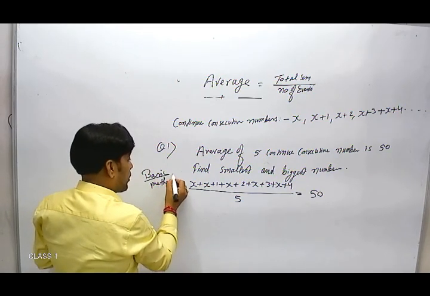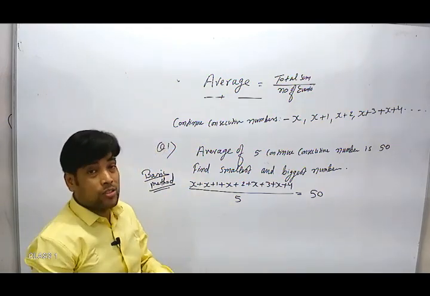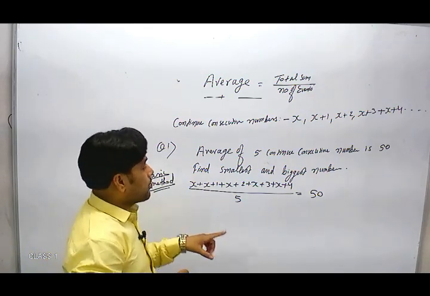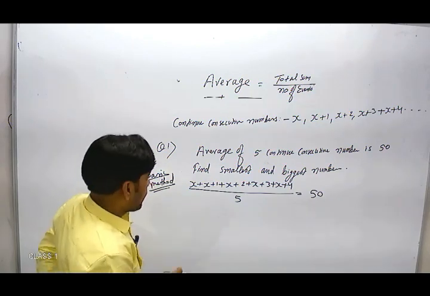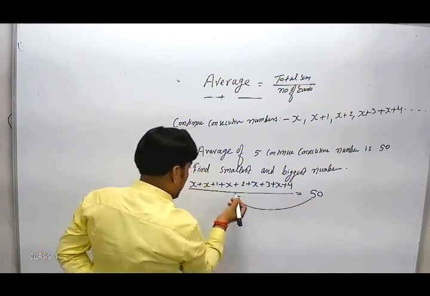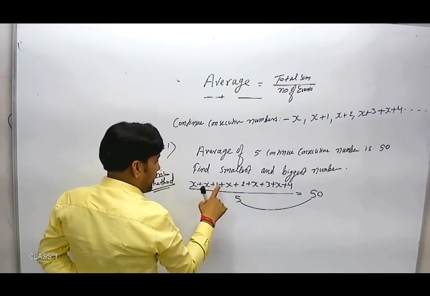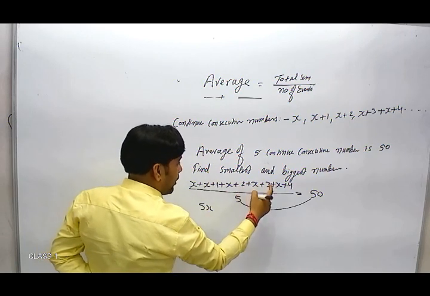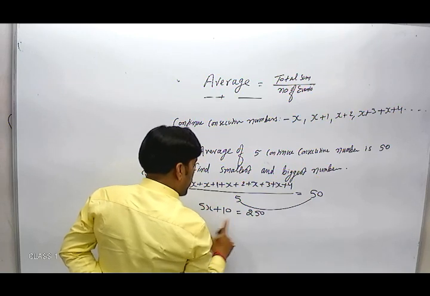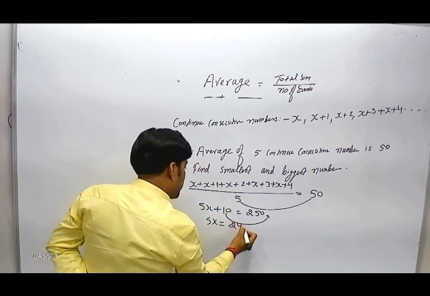You will take more time to do this, like more than 2 minutes maybe. When the calculation is good, then you can do it within 1 to 2 minutes. When your calculation is bad, then you have to take more time, more than 2 minutes. So let's see, first multiply with this and add all the x, 5x. Without x we have to add 1, 2, 3, 4, plus 10 equals 5 into 50. It means 250. Now very simple, 5 you have to subtract from here, 5x equals 240.